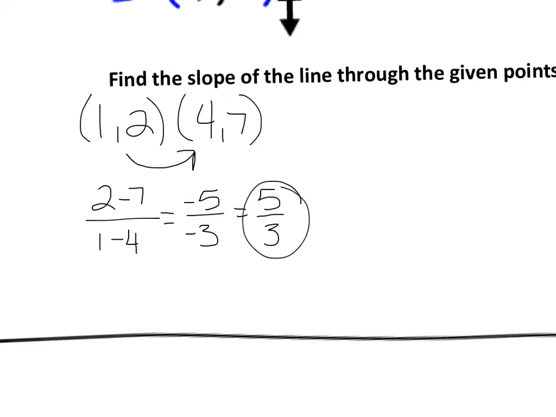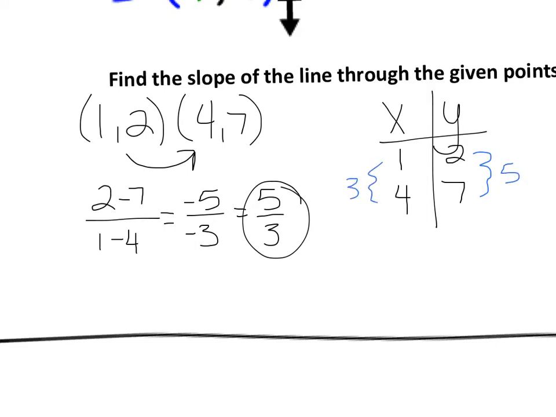Now another way that I've seen is to make a table. So if we list out our x coordinates, I have a 1 and I have a 4, and list out my y coordinates. The 1 was mapped to a 2, the 4 was mapped to a 7. It's kind of the same thing, but we're looking at the difference in y coordinates. There's a difference of 5 there. There's a difference of 3 here. So my difference in y over the difference in my x would be 5 over 3.